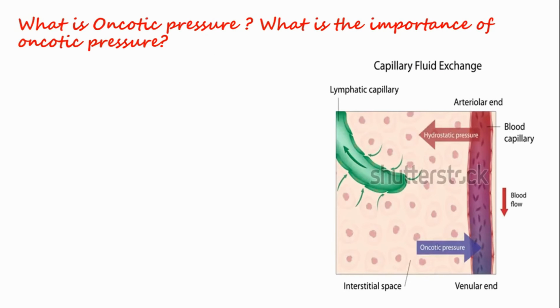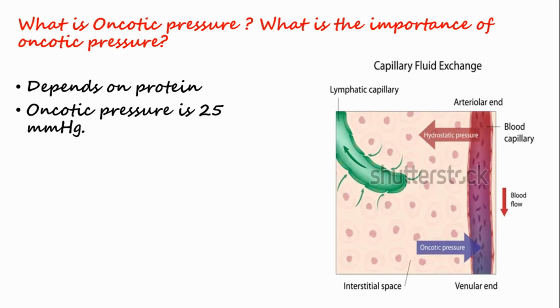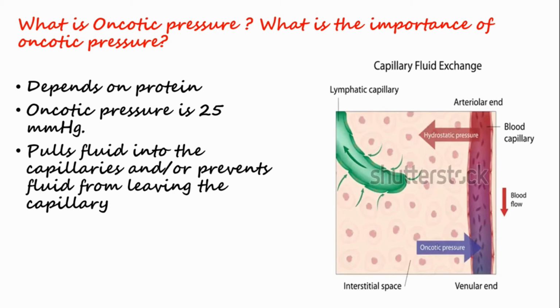What is oncotic pressure? What is the importance of oncotic pressure? Oncotic pressure, or colloid osmotic pressure, is a form of osmotic pressure induced by proteins. Oncotic pressure is 25 mm mercury. It pulls fluid into the capillaries and/or prevents fluid from leaving, forcing reabsorption of water.